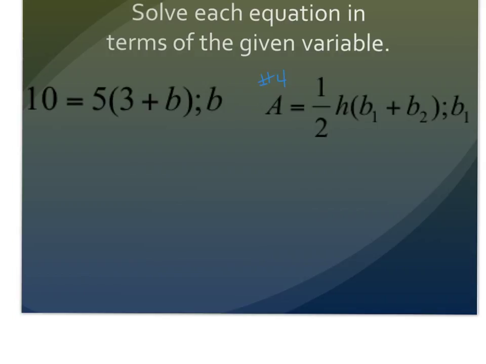The first one is 10 equals 5 times 3 plus b, and our goal is to solve for b. So my goal is to get b alone. I followed through my steps. First step is distribute. So I have 10 equals 15 plus 5b. Combine like terms. Get the variables all on one side. And then I need to undo my addition subtraction. So I'm going to undo my addition.